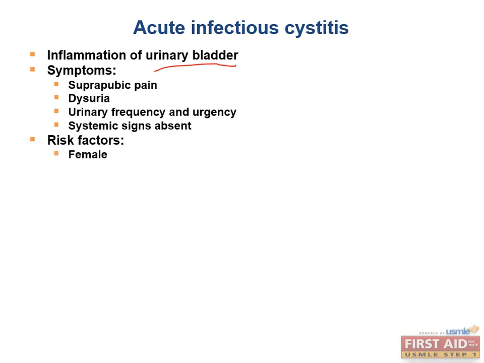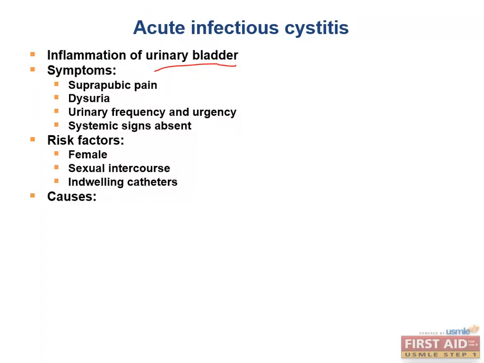The risk factors are being female, unfortunately, because it's easier to get infections in the bladder for women due to the shorter urethra. Sexual intercourse, which can introduce bacteria into the urethra, leading to infection of the bladder. Indwelling catheters in the urethra, which make it easier for bacteria to colonize the bladder.